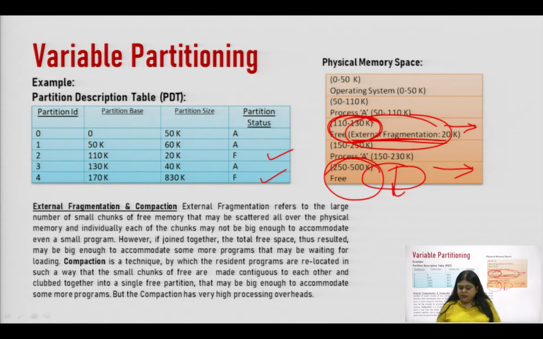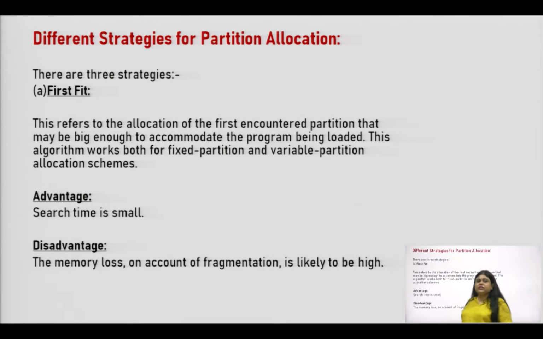Now, talking about the different strategies for partition allocation. Again, this is a very important part of this variable and fixed partitioning technique. So, we have different strategies for allocating memory in both fixed partitioning and variable partitioning. So, we start with the first method or the first strategy, which is known as the first fit strategy. Very simple to implement, and this can be used in both fixed as well as in case of variable partitioning.